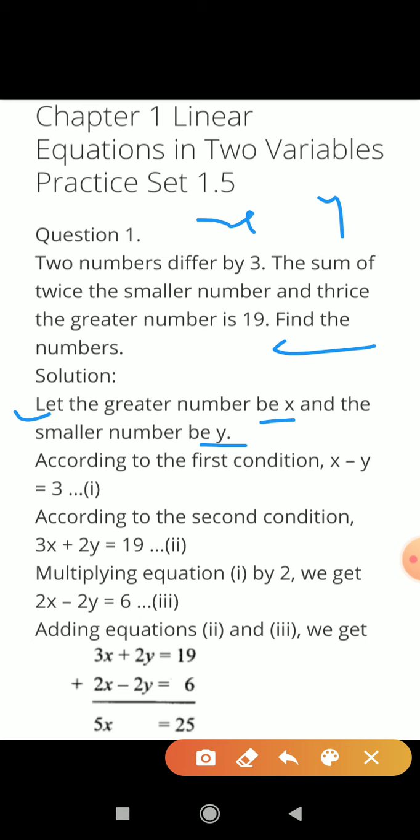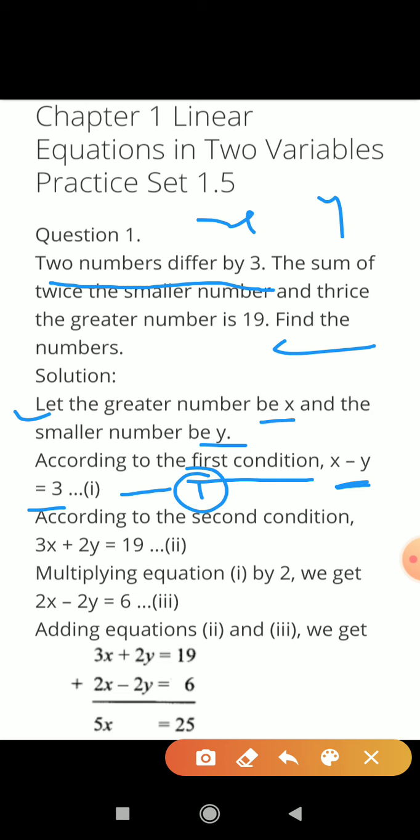Then according to the first condition, we studied that the first condition is two numbers differ by 3. So the condition is that greater number minus smaller number is equal to 3. So according to the first condition we can write the equation x minus y is equal to 3. So this is our first equation.